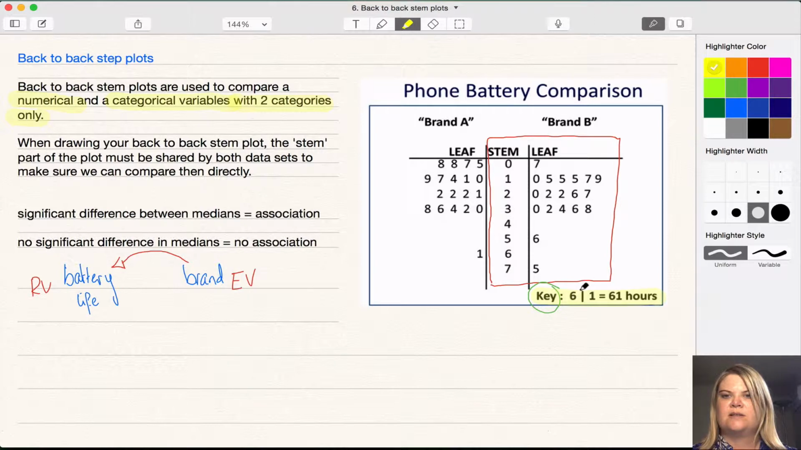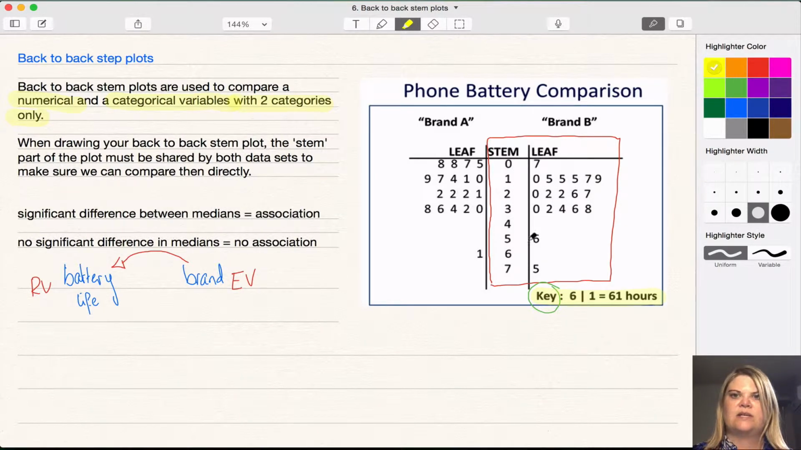Our key says that 6-1 is the same as 61 hours. So the stem here is the tens column and the leaf is the ones column. So here we start with 0, this is 7 hours for this data point. Then we go to 10, so this first data point is 1, 0, which is 10. 1, 5, 15, another 15, another 15. And it keeps going all the way to the end here, which is 75, the last data point. So that's how we read our stem and leaf plot.